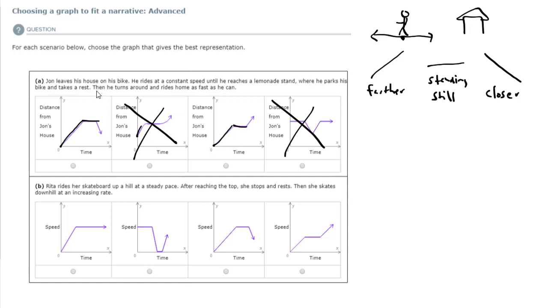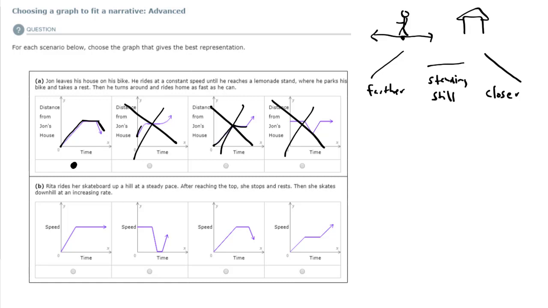Look at the next sentence. Then he turns around and rides home as fast as he can. So if you turn around and go home, that means you're going towards the house. Therefore, your distance is getting closer. So that means I should see a decreasing slope in the next part. And since this one is going up, I know it cannot be this one. This one is going down. Therefore, this has to be my answer choice right here.